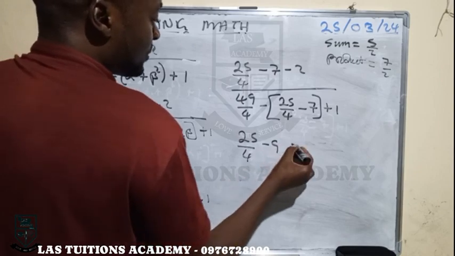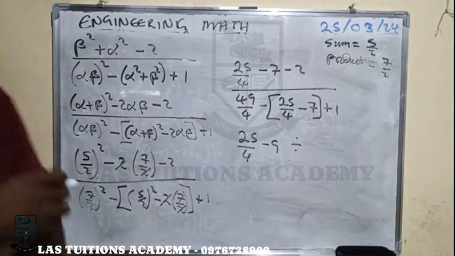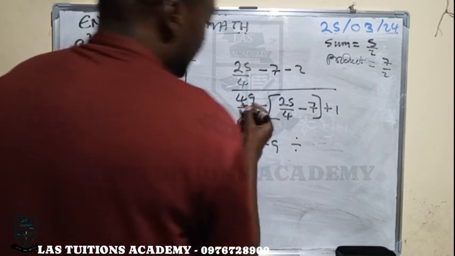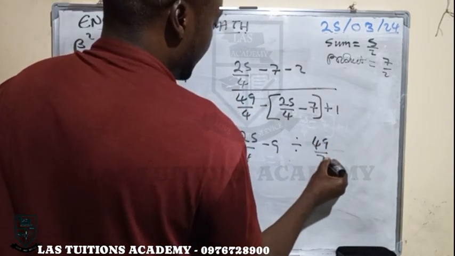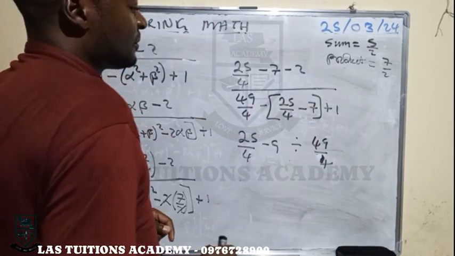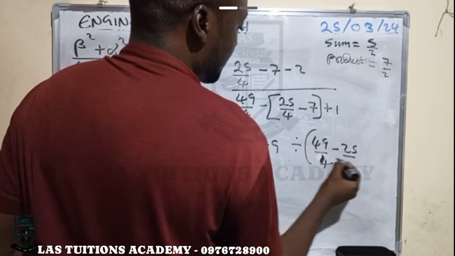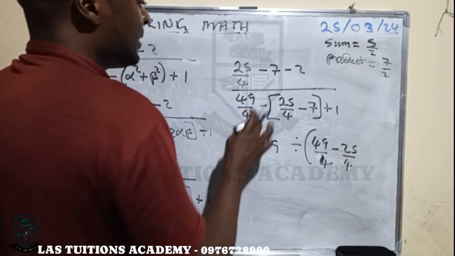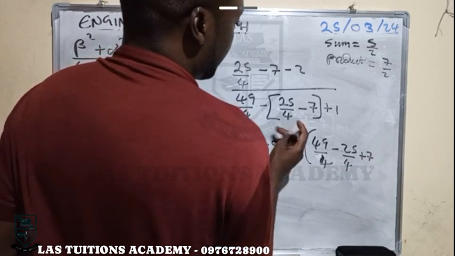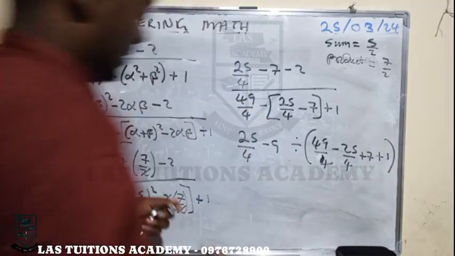Allow me to use this kind of division, to simply put the division sign there to represent this whole thing there. So then down there we're going to have 49 over 4. Then we'll take through the negative. So negative times this, we're going to have minus 25 over 4. Then negative times that, we're going to have plus 7. Okay. Then plus 1. Okay, like that.